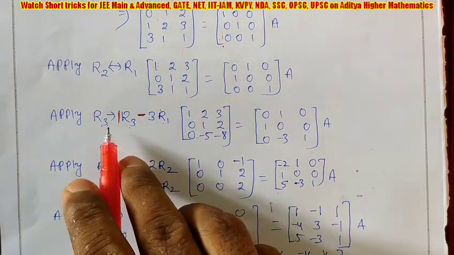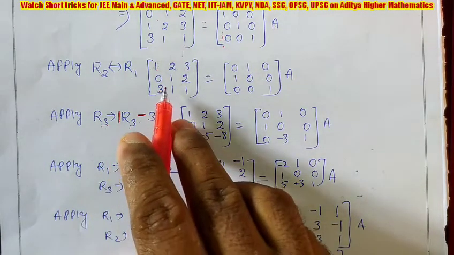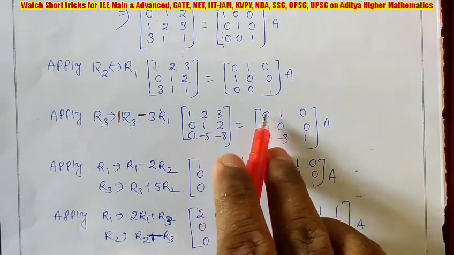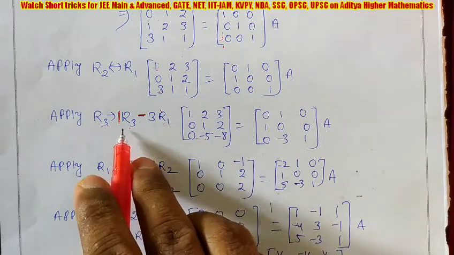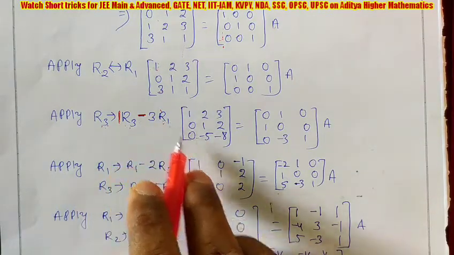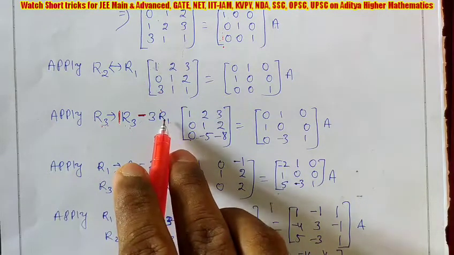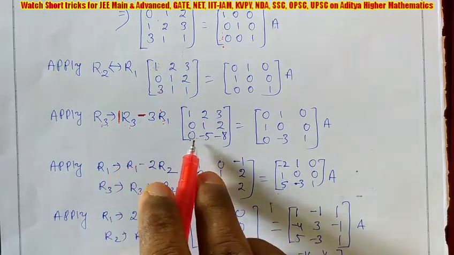So we are changing only R3. That means R1, R2, whatever was given before in the matrix, you write the same thing. 1, 2, 3, 0, 1, 2. 0, 1, 0, 1, 0, 0. Now we will change only R3 according to this rule. R3 minus 3 R1. When you are computing this, for R3 you have to take 3, and for R1 you have to take its corresponding R1 element. That means 1. So 3 minus 3 into 1 is 0.